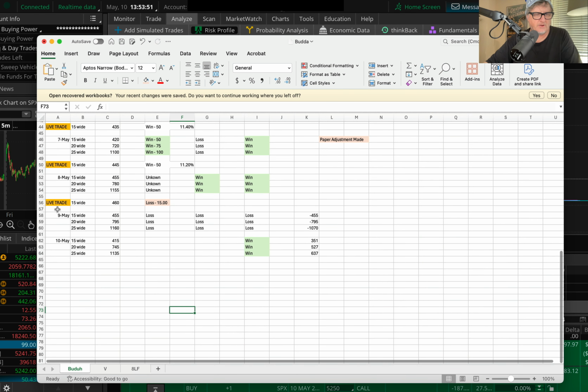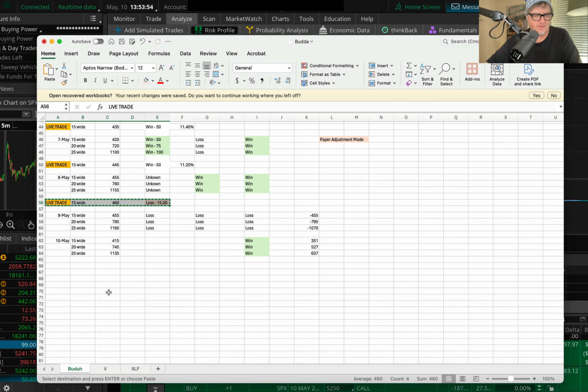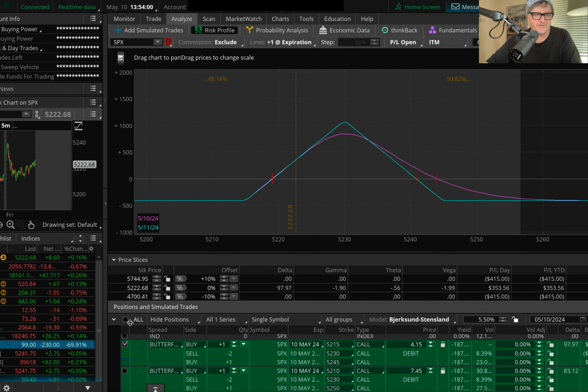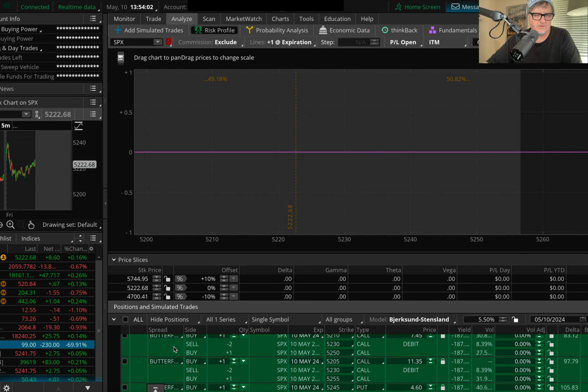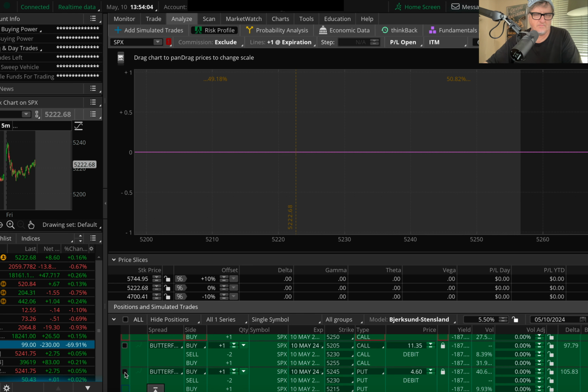So then we also had a live trade today. So I'll put this down here. So we did a live trade, 15 wide. The risk on the live trade was, where is it?